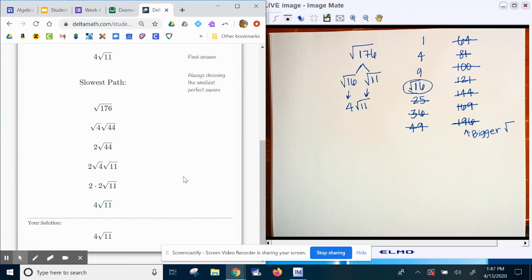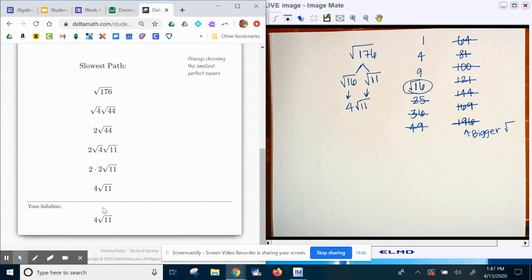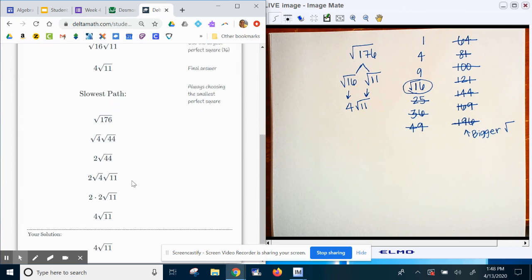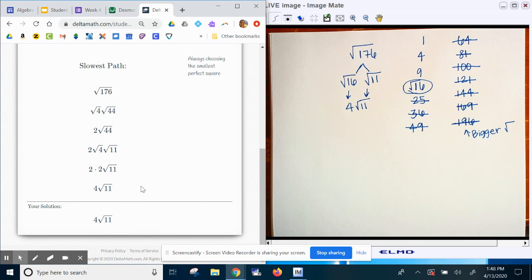And we got it right. We got the big old green check mark. You can see this is the fast path that we just took. There is also a slow path if you would rather. This time on the slow path, you'll notice that they did 4 instead of 16 here. So they didn't pick out the biggest perfect square. That's why we always go up our list so that we can find the largest one.